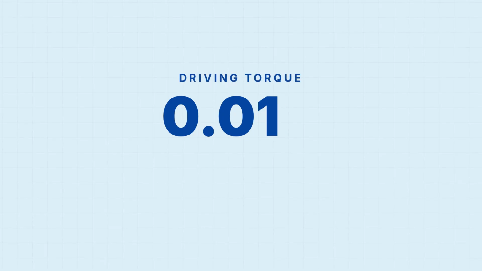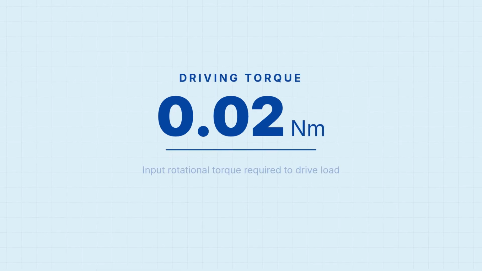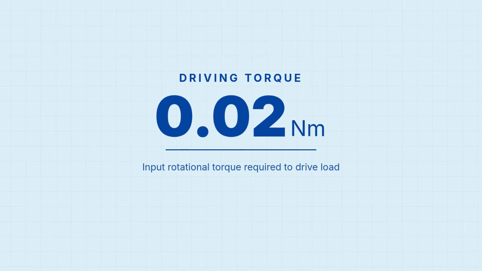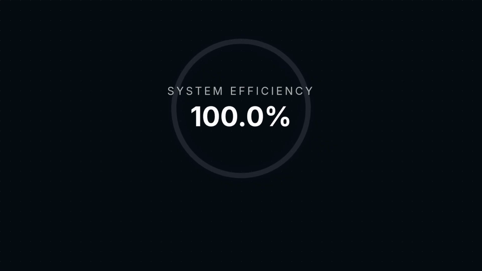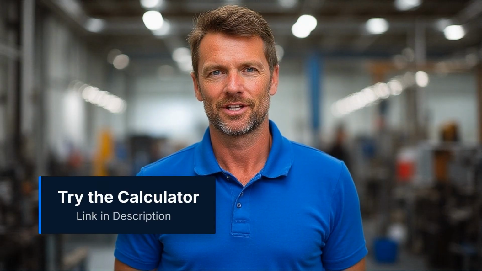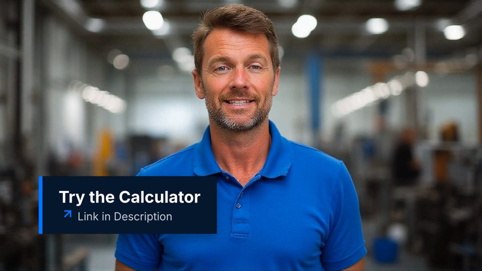The driving torque is 0.02 Newton meters. This is the rotational torque needed at the input to drive your load. The system efficiency shows 100.0%, indicating how much of your input power is converted to useful work output. This calculator helps engineers quickly size motors and optimize lead screw designs.